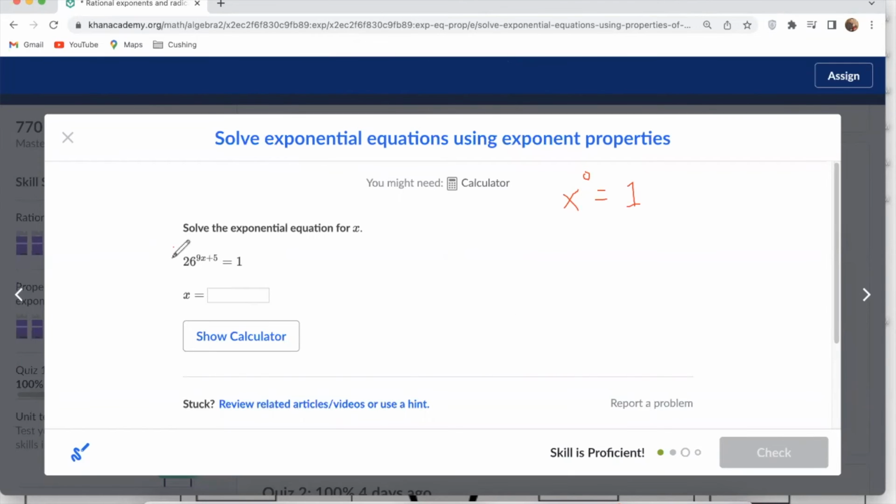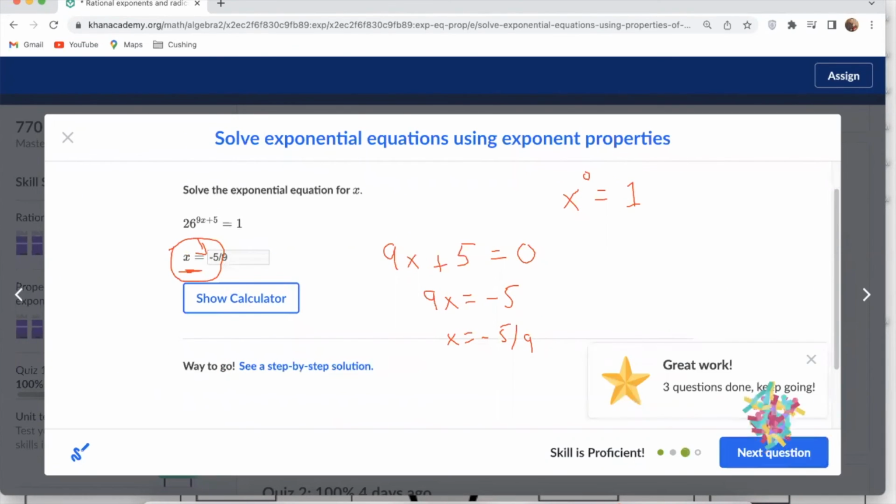So the way we're going to get this to equal 1 is that the base of 26, this could be any base in the world. It could be any number, any variable, it could be anything. But if this exponent is 0, then the whole thing will equal 1. So all we need to do is set the exponent equal to 0. Because if the exponent is 0, the whole expression 26 to the 0 will equal 1. So we need to set the exponent 9x plus 5 equal to 0. 9x equals negative 5. Subtract 5 from both sides. X equals negative 5 ninths is our answer here. So negative 5 over 9. Very nice.